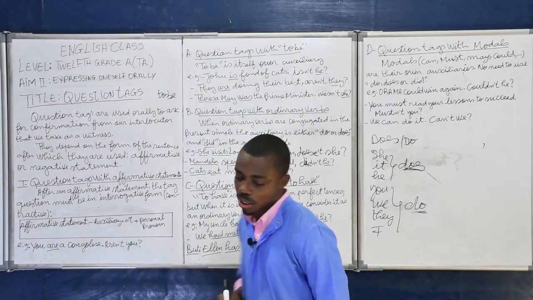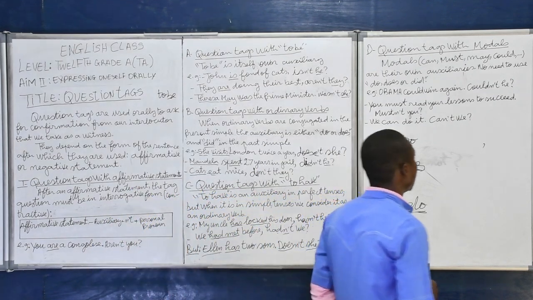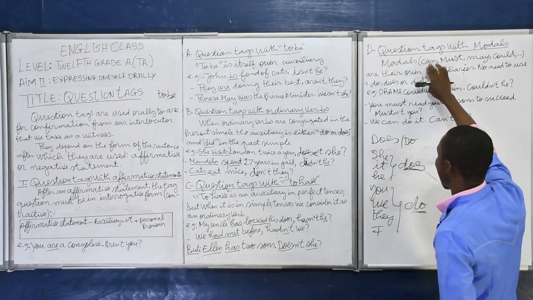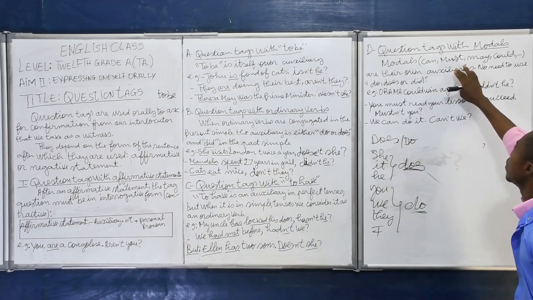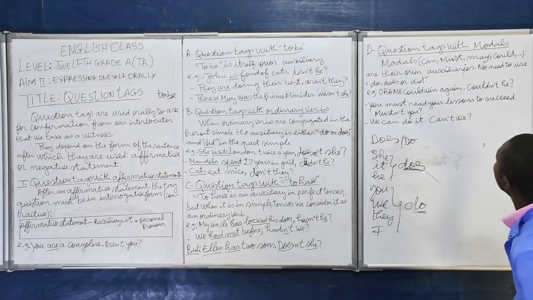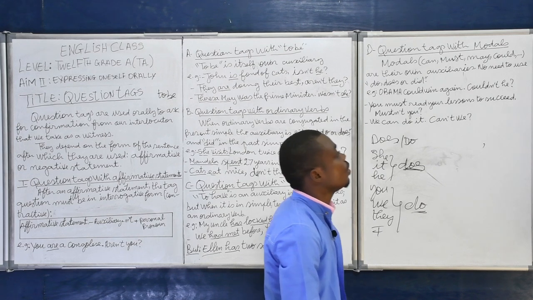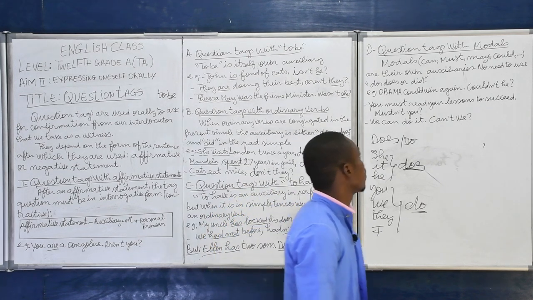Next, let's move to question tags with modal verbs. Now, we have many modal verbs. You know them, I guess. We have can, which means pouvoir. We have must, which means devoir. We have may, which means pouvoir as well. We have could, we have will, should, and many others, you know.